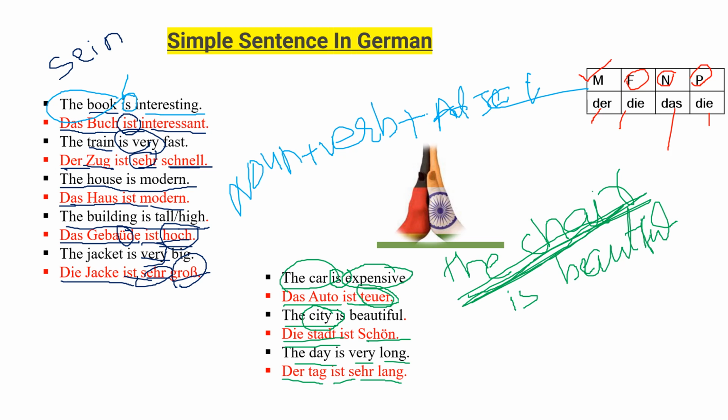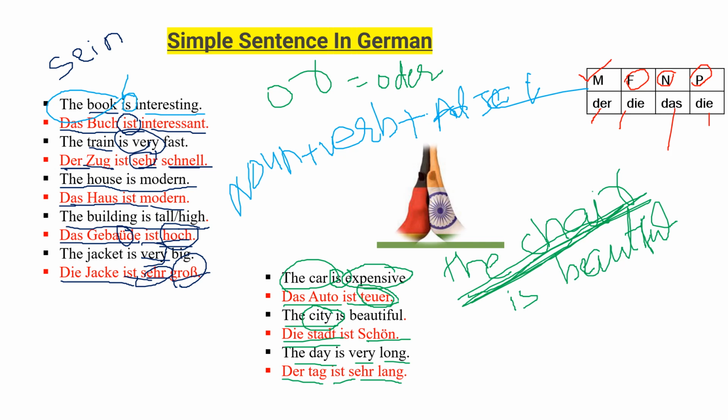Okay, so this is all about the simple sentence in German, where we come to know about the sentence structure and also some of the vocabulary. I will repeat: interesting, interessant; very fast, sehr schnell; toll or high, hoch. In German we write it differently than in English. Similarly, big is gross, right?